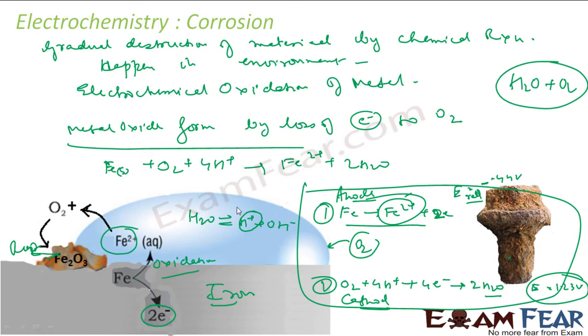Correct? So that is the reaction we have. Now this Fe2+ will be further oxidized to ferric, and that is rust. Correct?